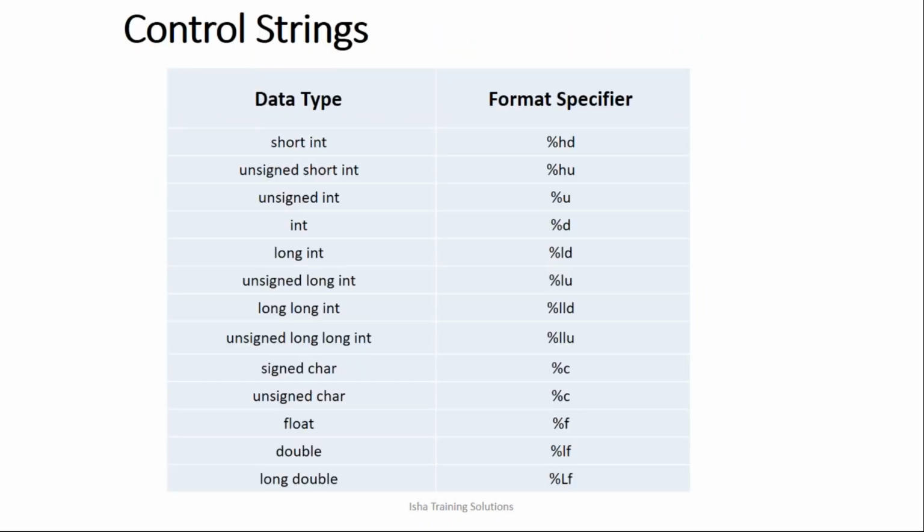We have different control strings. For example, for int we used percentage %d. If you are going to use a float variable, the float data type, you use percentage %f, like that. We will see this in the coming sessions.